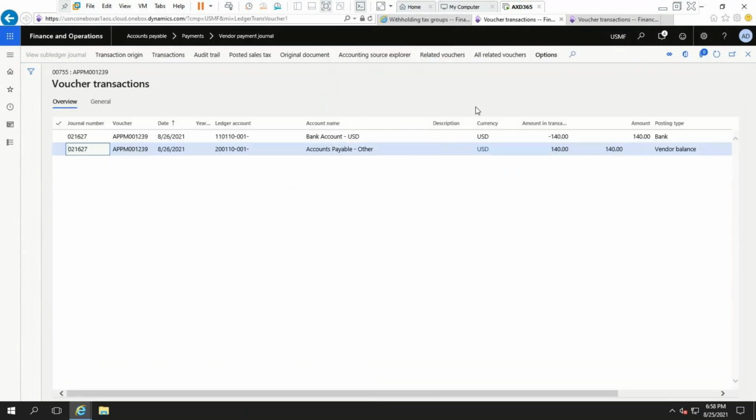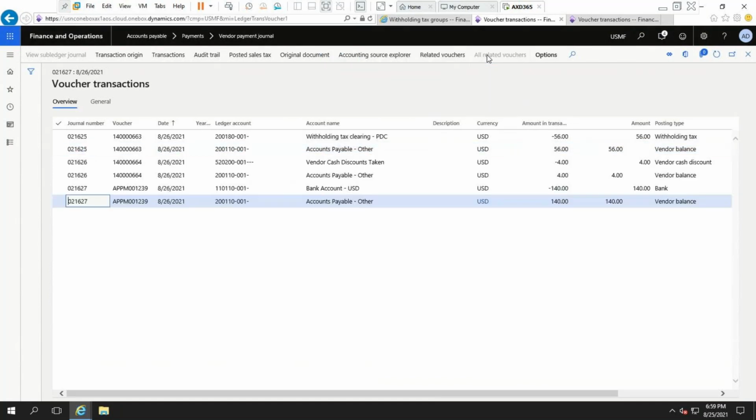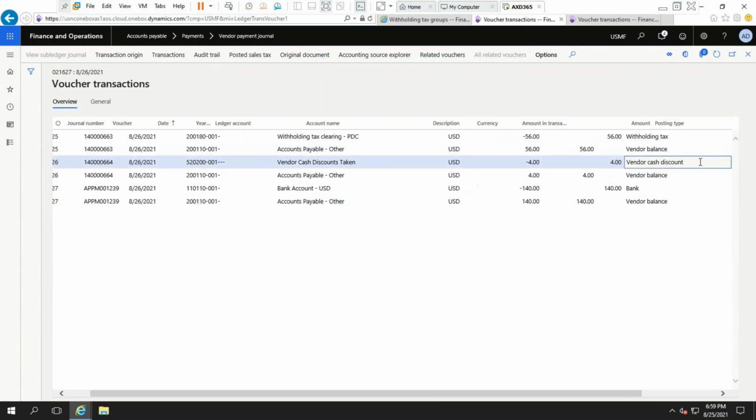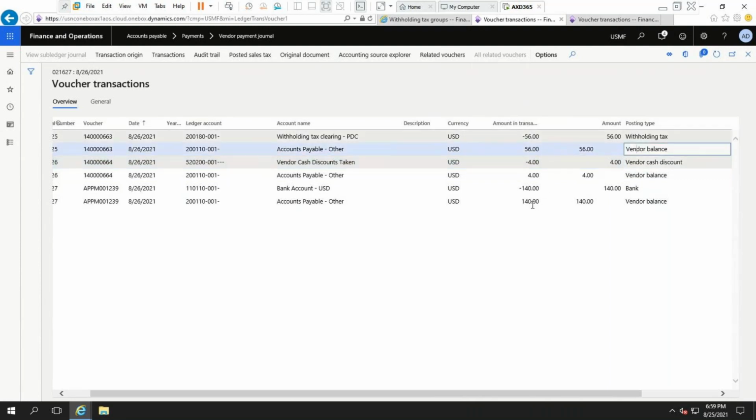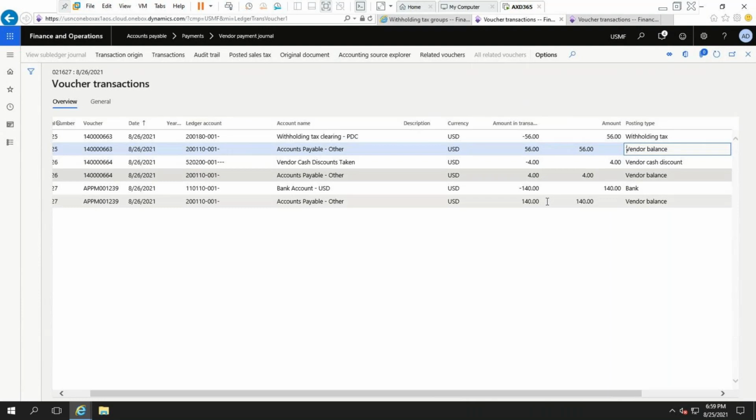So here it is 140, but there is a $4 and $56 also that should be posted, that you can see in all related vouchers. It will show you one is line discount, one is tax, withholding tax. Look at this one. Because the vendor invoice for 200 should be nullified. If I go to vendor transactions, 200 should be nullified against the invoice.